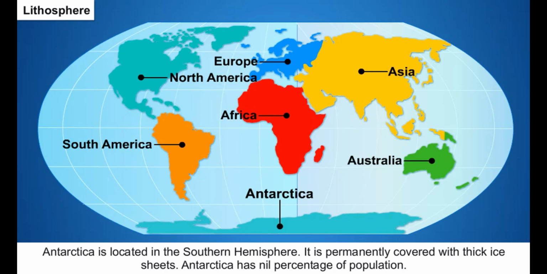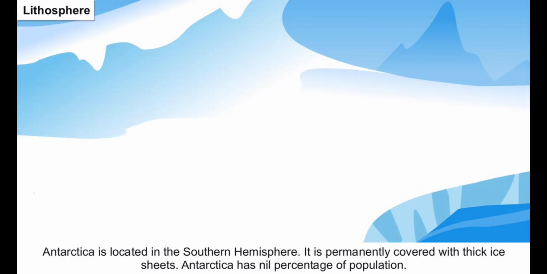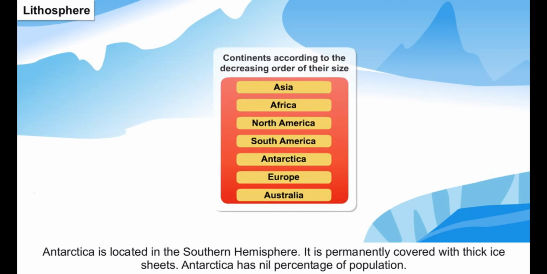7. Antarctica is located in the southern hemisphere. It is permanently covered with thick ice sheets. Antarctica has 0% of population.